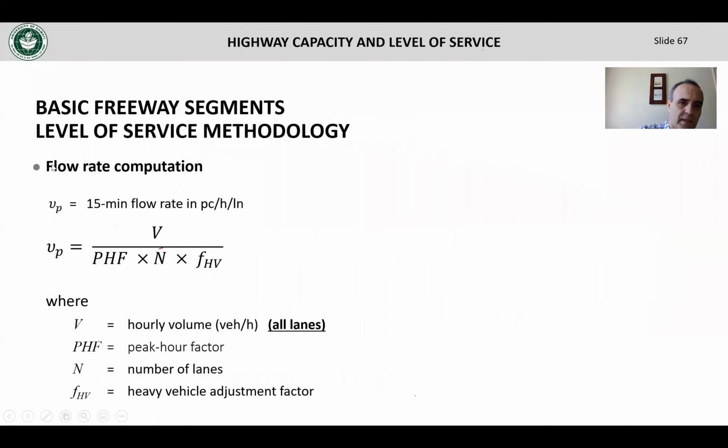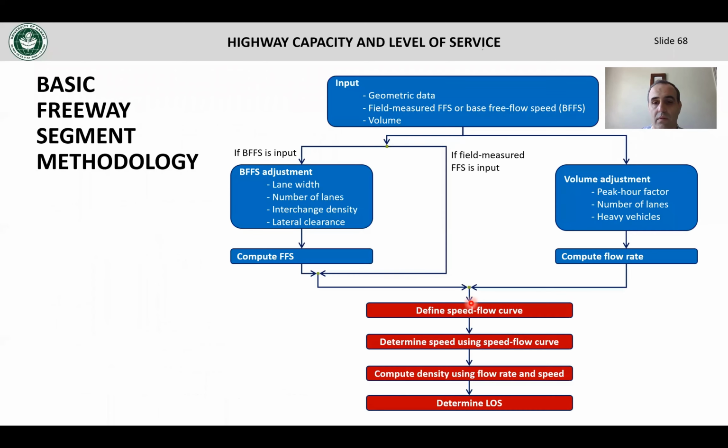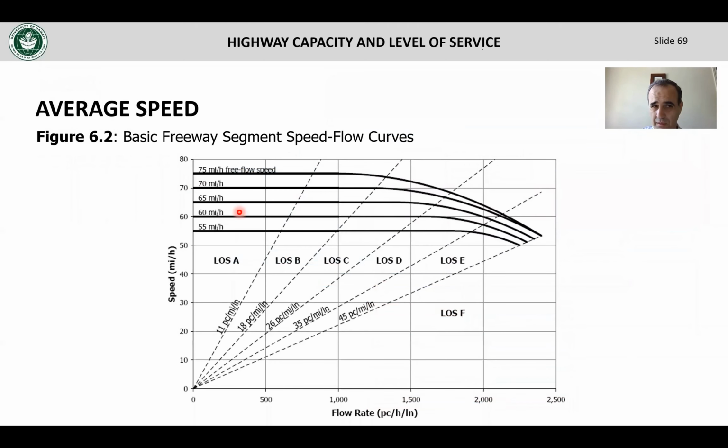So with that, basically we cover this equation, and then the last thing that we need to do is here we have 4 steps, but it's really very simple what we have to do. Once you compute the free flow speed and you compute the flow rate, the next step is to define the speed flow curve. Basically, it's looking at this diagram.